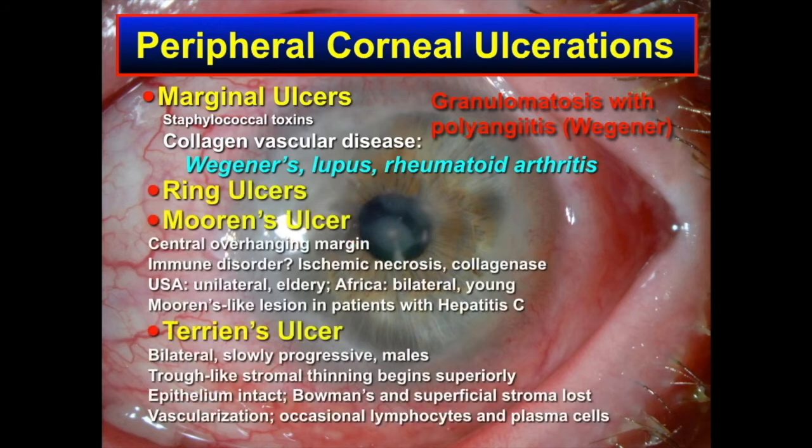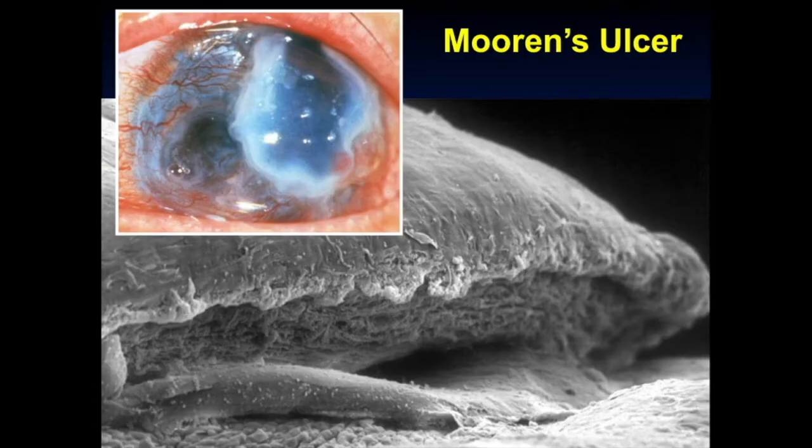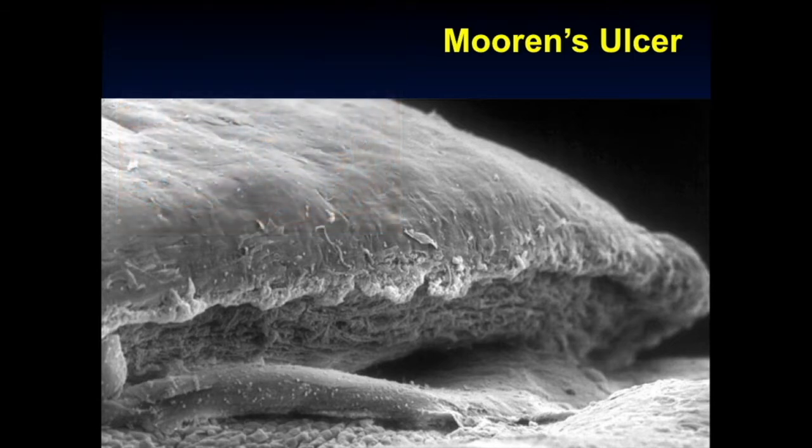You have ring ulcers. Mooren's ulcer and Terrien's ulcers also occur in the periphery of the cornea. Here's an example of the overhanging margin as found in Mooren's ulcer, as shown by scanning electron microscopy. This can march across the cornea, causing destruction. There's an African variant of this that can infect both eyes. So here's our typical overhanging margin.